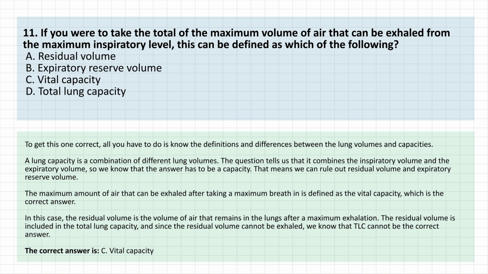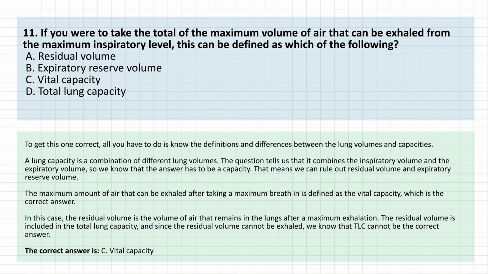To get this one correct, all you have to do is know the definitions and differences between the lung volumes and capacities. A lung capacity is a combination of different lung volumes. The question tells us that it combines the inspiratory volume and the expiratory volume, so we know that the answer has to be a capacity. That means we can rule out residual volume and expiratory reserve volume. The maximum amount of air that can be exhaled after taking a maximum breath in is defined as the vital capacity, which is the correct answer.